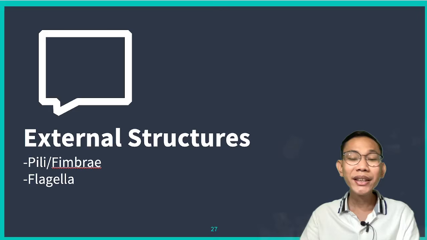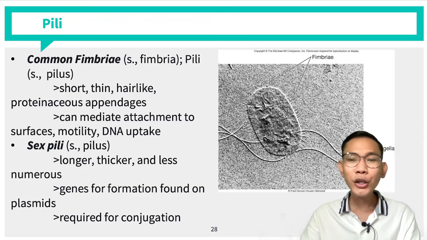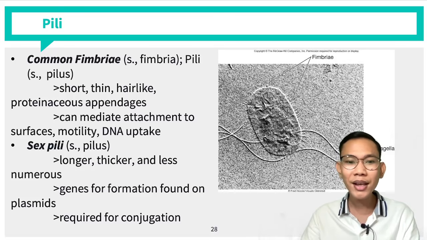So let's proceed with the different external structures. We have your pili or your fimbriae, and we have your flagella. So your pili, or singular, we have your pilus. We have two types: your common fimbriae and your sex pili. Your fimbriae or pili is the same lang yan. So when we say your common fimbriae, it's short, thin, hair-like, proteinaceous appendages. It can mediate attachment to surfaces, motility, and DNA uptake.